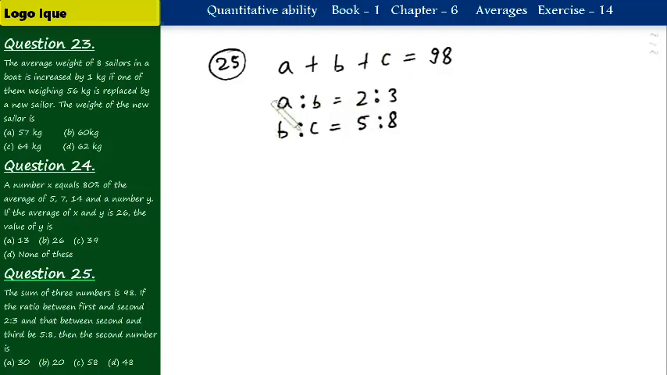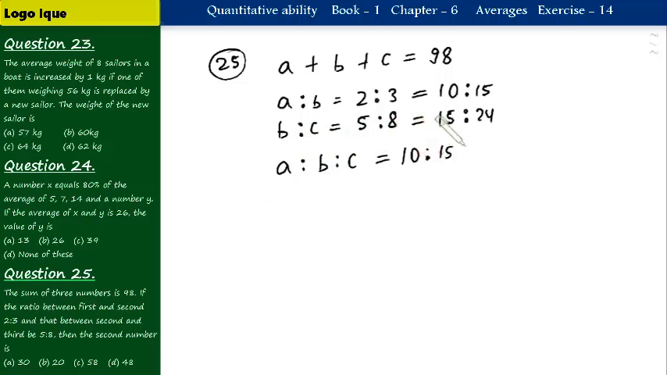So first we combine. How do we combine? The common quantity is b, and the numbers corresponding to b are 3 and 5. So make them the same. LCM of 3 and 5 is 15. So multiply the first ratio by 5, and you'll get 10 is to 15. Multiply the second ratio by 3, and you'll get 15 is to 24. So the combined ratio of a is to b is to c would be equal to 10 is to 15 is to 24.